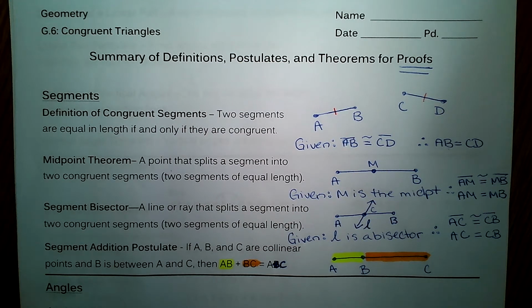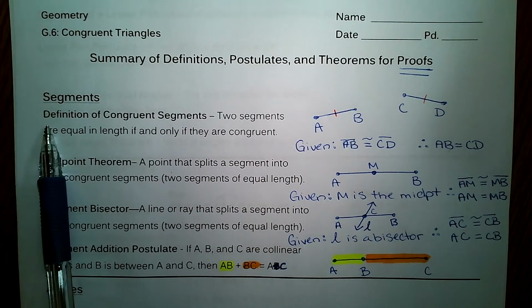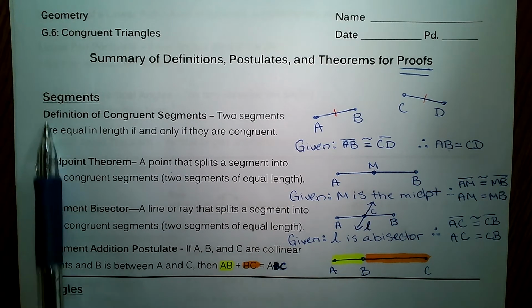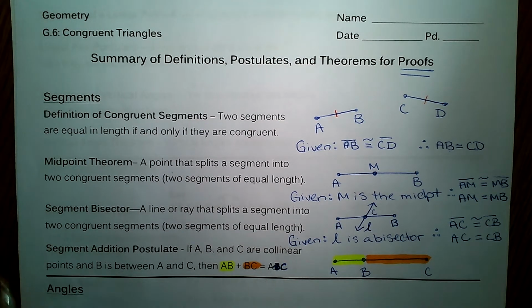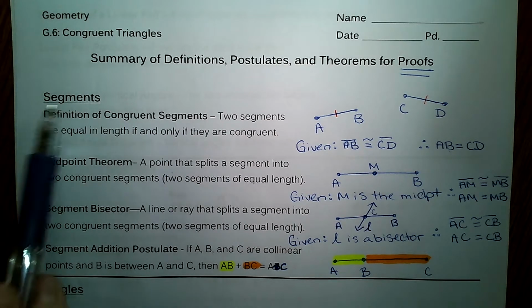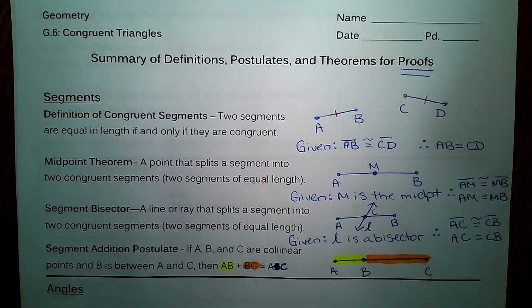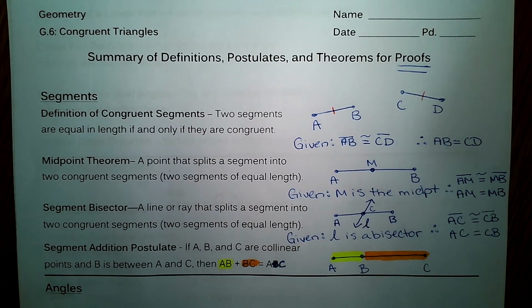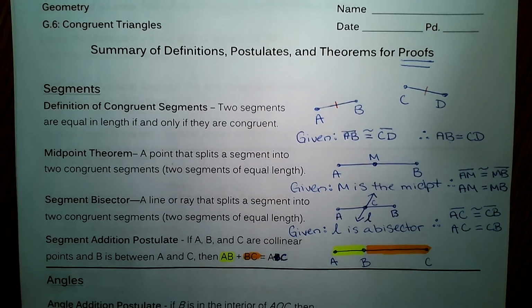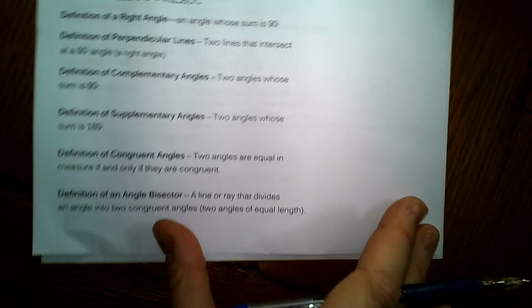I think maybe on IXL they call it like the segment length postulate, perhaps. We call it the segment addition postulate. Okay, so these are the four definitions or theorems you might use when you're working with segments. Next, let's look at some of the definitions and theorems we'll use with angles. There's many more here, so let's take a peek.